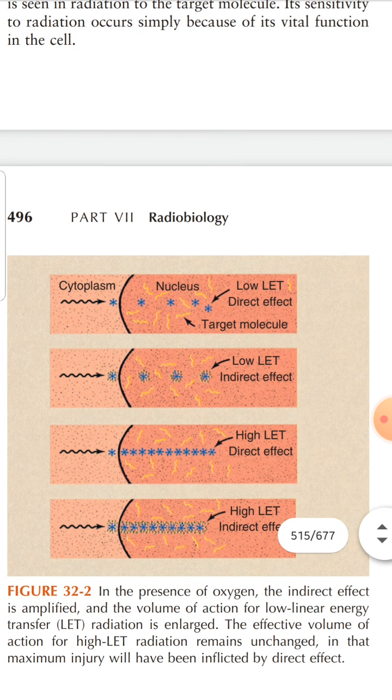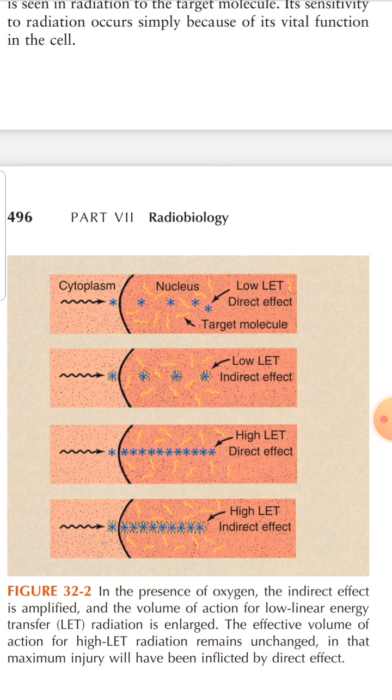The next is in the presence of oxygen, and because of that there will be the formation of free radicals, and the volume of effectiveness surrounding each ionization will be enlarged, and consequently the probability of a hit will also increase. In our third scenario, we said that we have high linear energy transfer radiation, and the distance between interactions is so close that the probability of a hit would be through the direct effect.